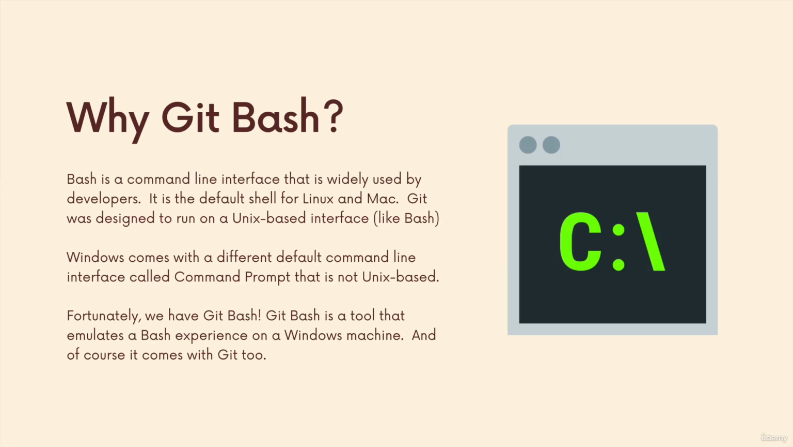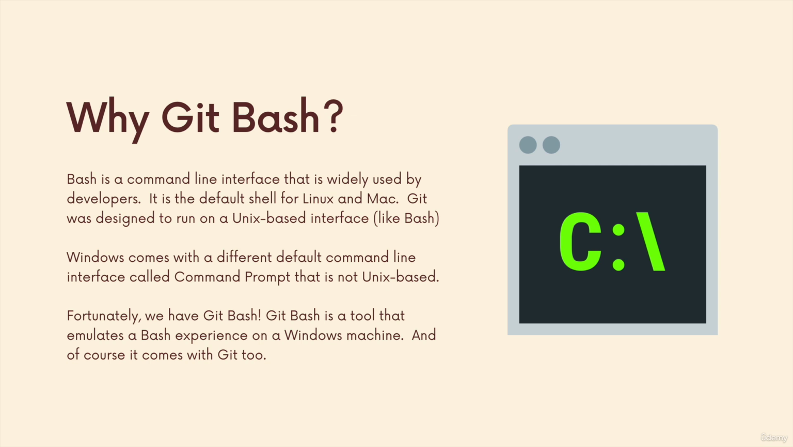The reason for this is that Git was created, if you watch that video where I did the brief history of Git, to run on a Unix-based interface. It was designed for Linux because the guy who created it, Linus Torvalds, also created Linux. The problem we run into on a Windows machine is that Windows doesn't come with a Unix-based prompt by default. Windows comes with a different command line interface called Command Prompt. It's not Unix-based.